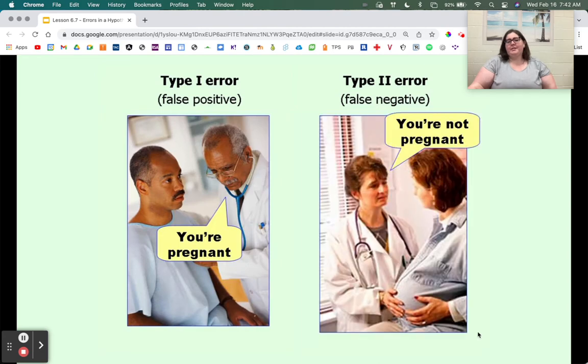But I also like to put these images up there because it's funny. So type 1, he says, you're pregnant. I think you have this condition. Clearly, he does not. That is an error. Type 2, you're fine. You're not pregnant. Everything's cool. And clearly something's going on here. So that is a really funny example of type 1 and type 2.